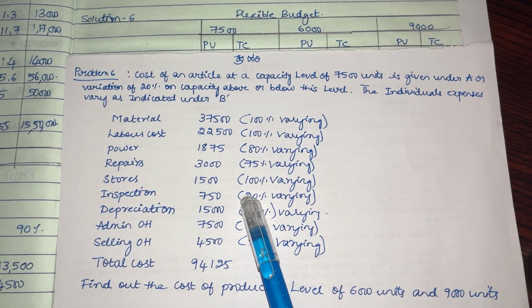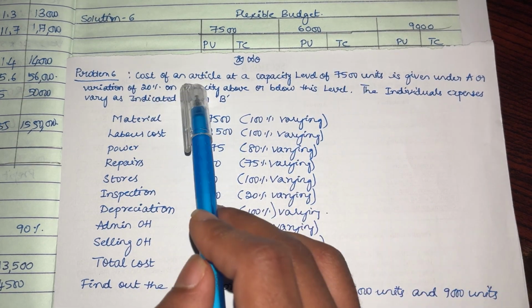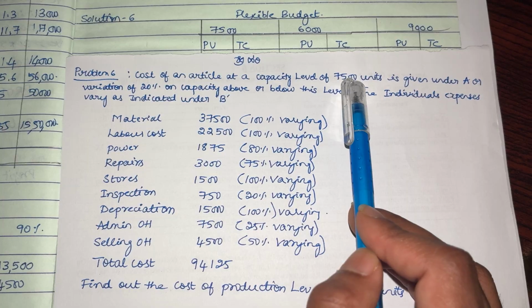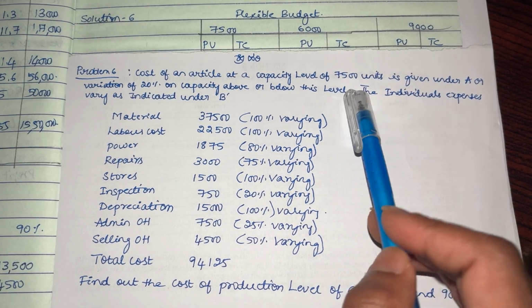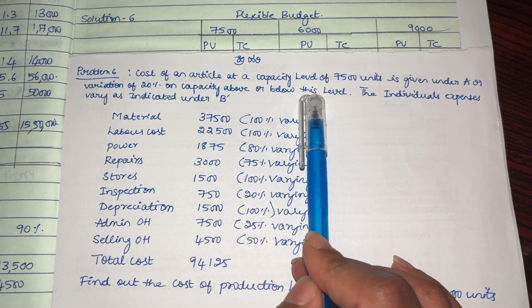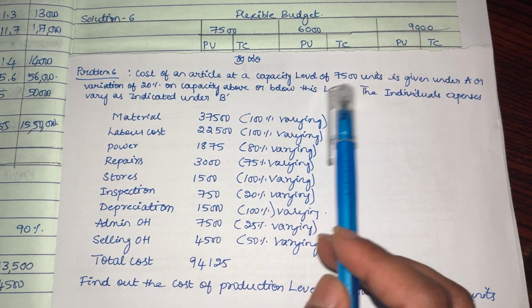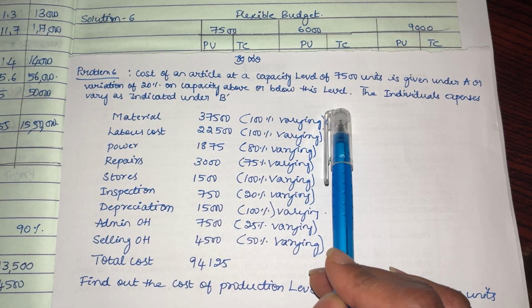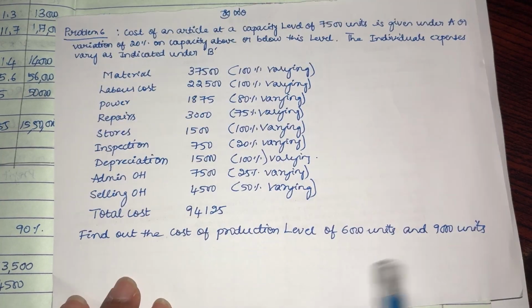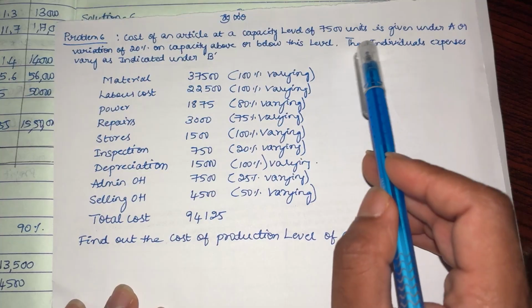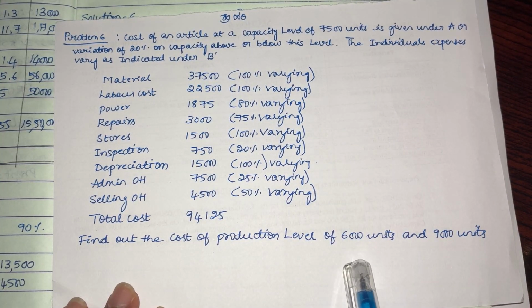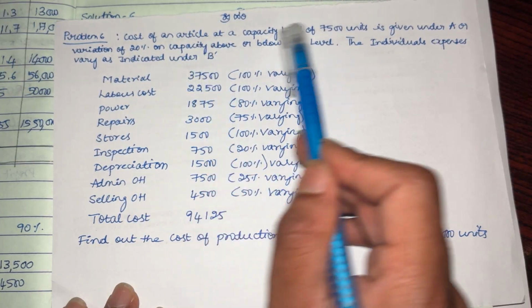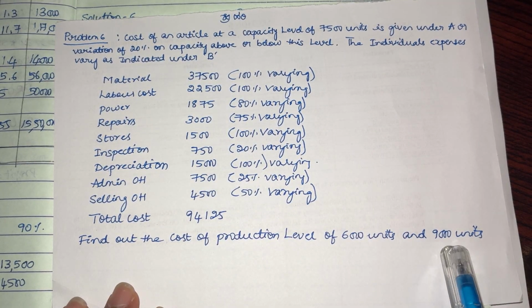Now we have to calculate the flexible budget for the variation of 20% capacity above. So if the 7,500 increases by 20% capacity, we need to calculate the budget, and for the variation of 20% capacity below, that means if the 7,500 reduces by 20% capacity, then we have to calculate it. They have already given it in the end. If the capacity reduces by 20%, then the 7,500 will become 6,000 units. If the capacity increases by 20%, then the 7,500 will increase to 9,000 units. Okay, this is what this problem is.